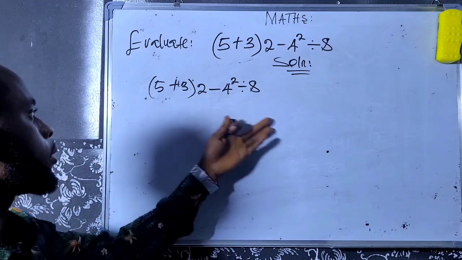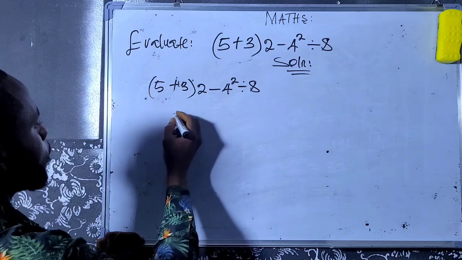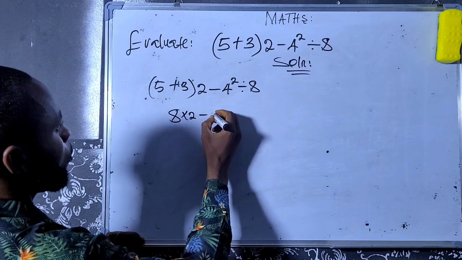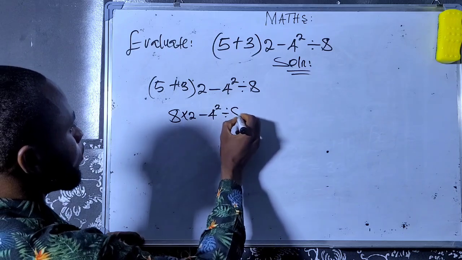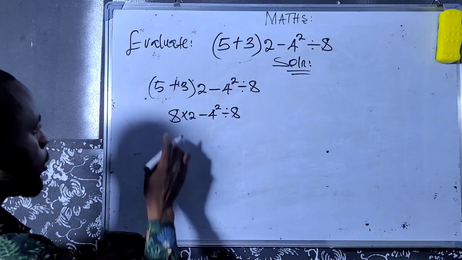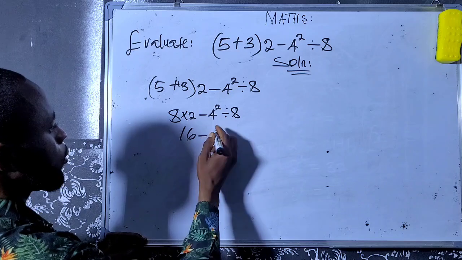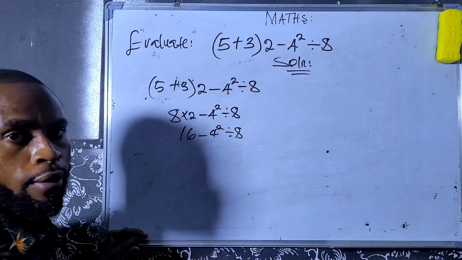Here, some persons will simplify it this way. 5 plus 3, that gives 8, multiplied by 2 minus 4 to the power of 2 divided by 8. Then here, 8 times 2, 16, minus 4 to the power of 2 divided by 8.